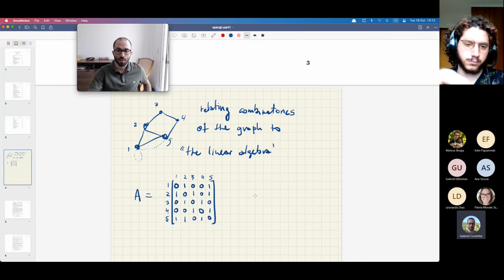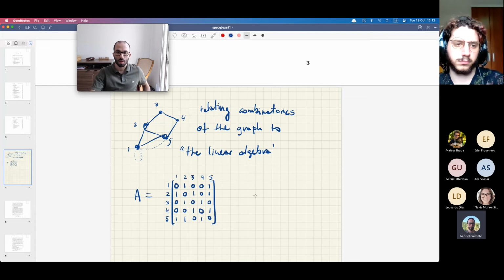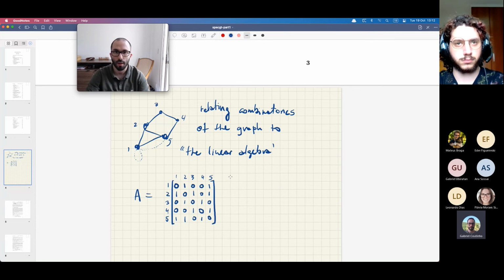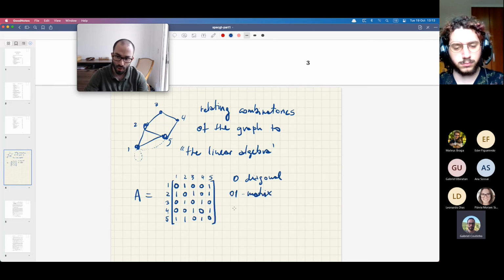And this is the adjacency matrix of this graph, okay? For most of this course and for our practical purposes, it has 0 diagonal. It is a 0-1 matrix, and it is symmetric. And this is very, very important for us.